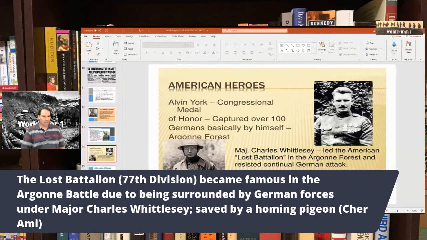And they lost communication with headquarters about what was going on. I think the division had about 9 companies in it and like 500-600 men. To get communication to the outside and get help, they sent homing pigeons out. There was one that got through called Cher Ami, which means dear friend in French. It actually made it, and they were able to get reinforcements and save the unit. The division, I think, lost two thirds of it, though. Only one third of the actual men survived in the Lost Battalion. But that's what they called it.